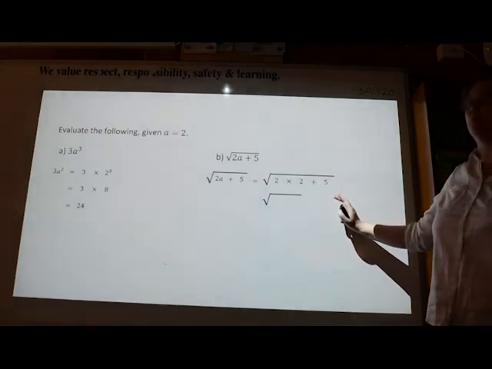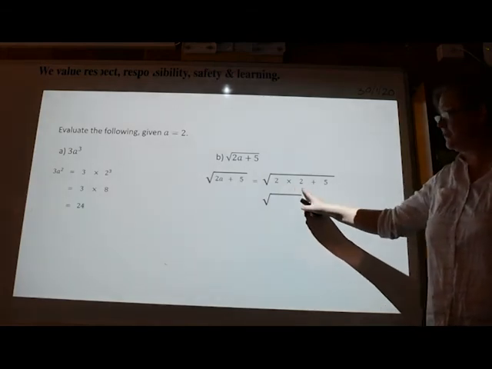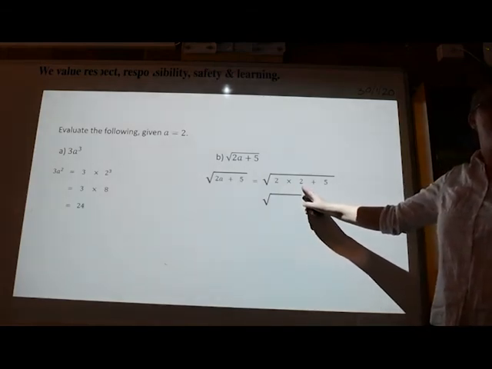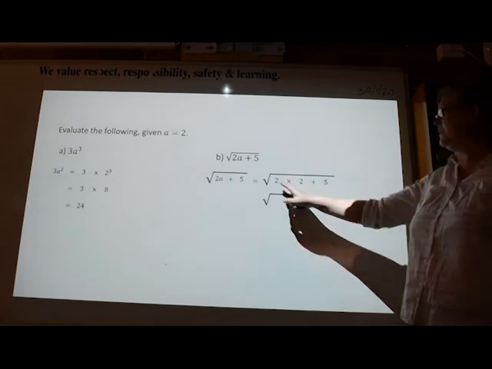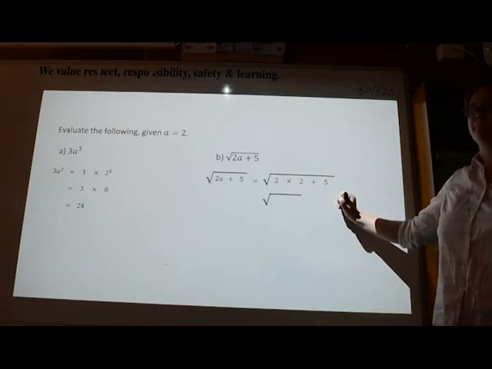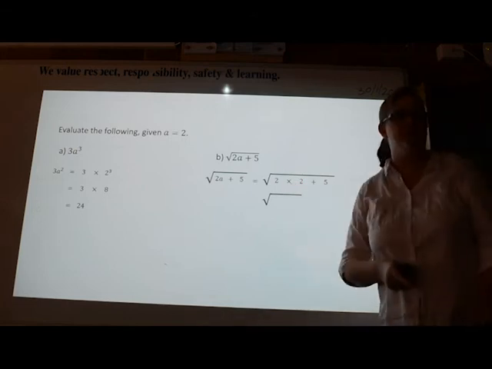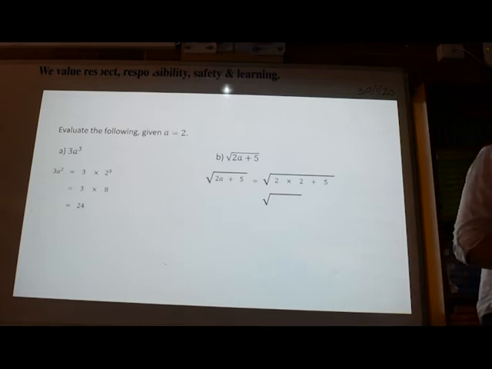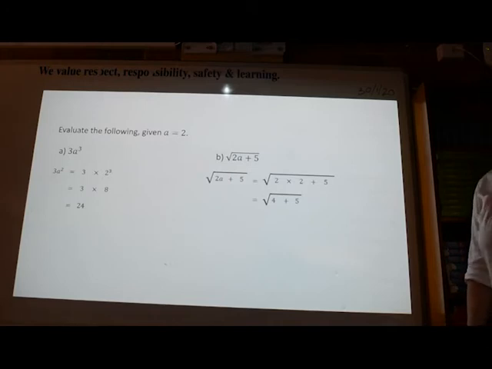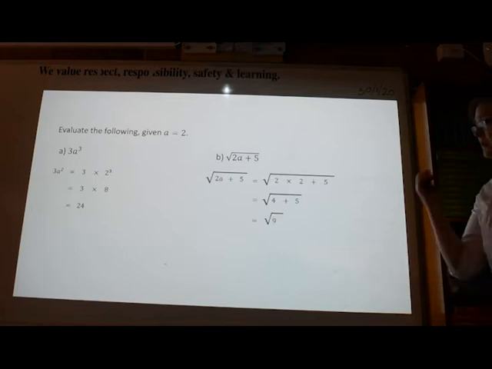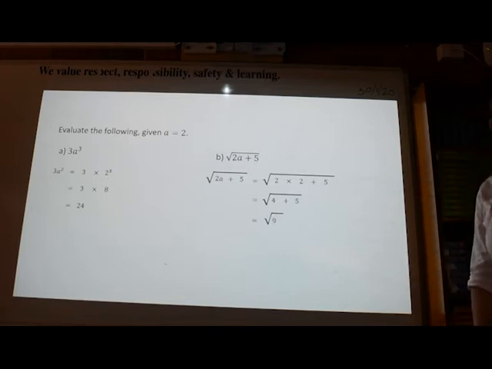Remembering our order of operations, which one happens first, 2 times 2 or 2 plus 5? The 2 times 2 happens first. So what is 2 times 2? 4. So we get 4 plus 5, equals 9. What is 4 plus 5? Well, that's 9. What's the square root of 9?